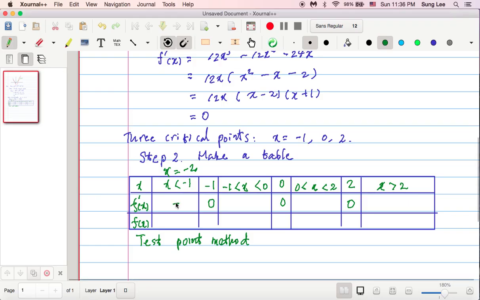I used only one test point, and how does this guarantee that f prime of x is going to be negative for all the values of x that are less than -1?